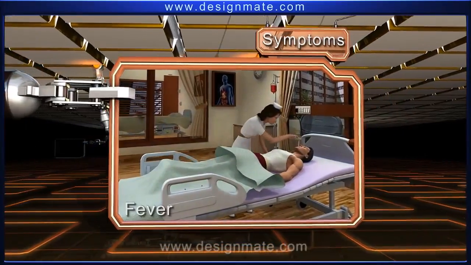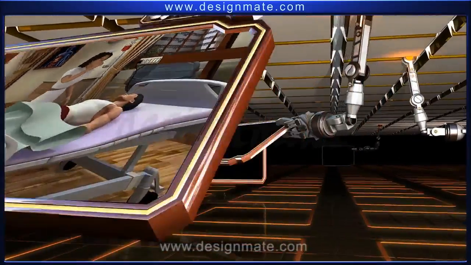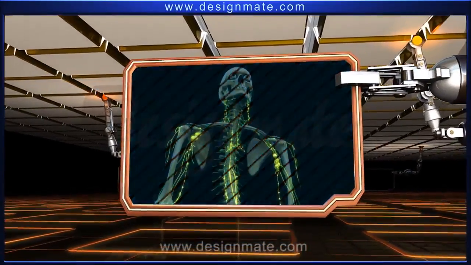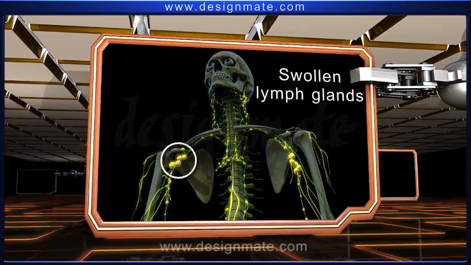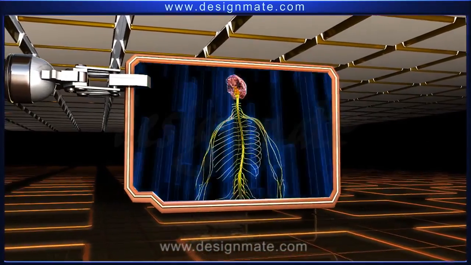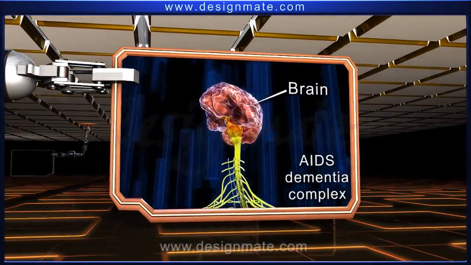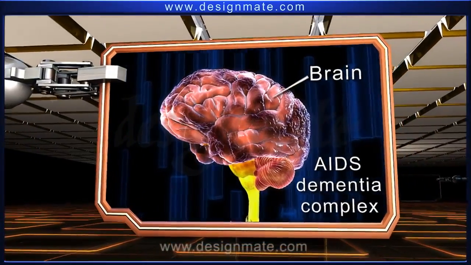Symptoms. People with AIDS often have systemic symptoms like fever. They have swollen lymph glands due to weakened immunity. They also may show AIDS dementia complex, where nerve damage causes diminished mental functioning.